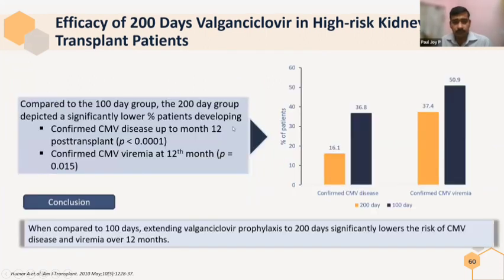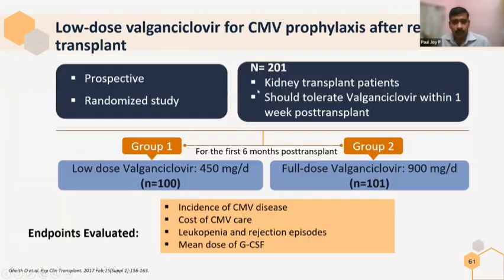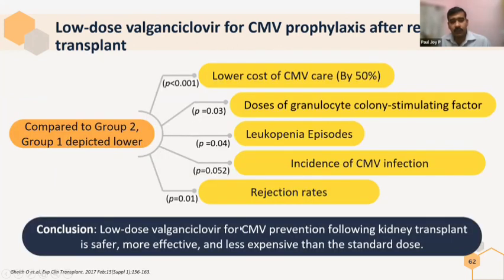The conclusion was, compared to the 100-day group, the 200-day group had a significantly lower percentage of patients developing confirmed CMV disease up to 1 year post-transplant. And the confirmed CMV viremia at 1 year was also lower in the 200-day group. Another study compared low-dose valganciclovir, and they found that low-dose valganciclovir for CMV prevention following kidney transplant is safer, more effective, and less expensive than the standard dose.